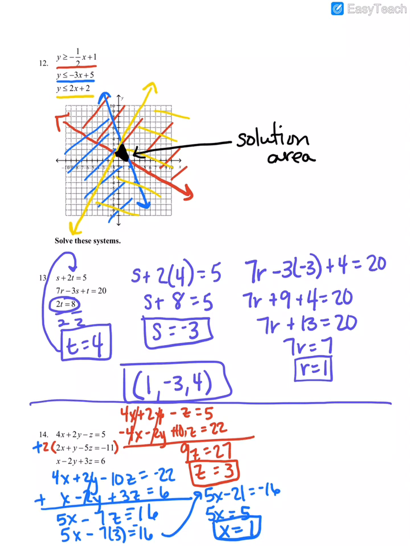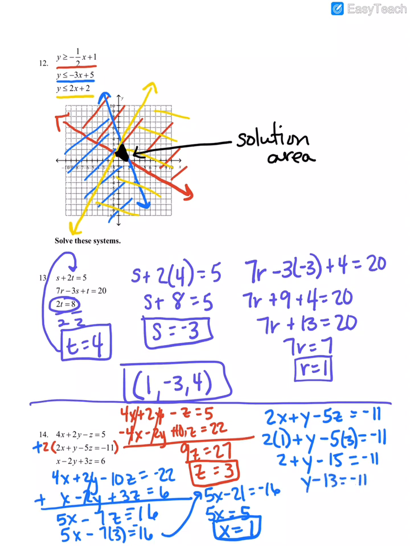Now I just have to find y, and I'm going to use that middle one. 2x plus y minus 5z is equal to a negative 11. So 2 times 1 plus y minus 5 times 3 is equal to a negative 11. 2 plus y minus 15 is equal to a negative 11. So y minus 13 is equal to a negative 11. So y is equal to 2 when I add that 13 on over. So alphabetically, 1, 2, 3.